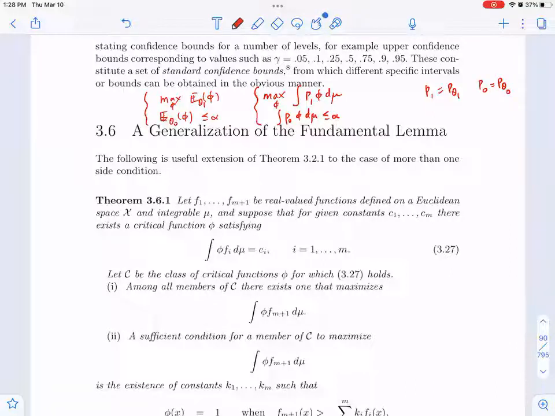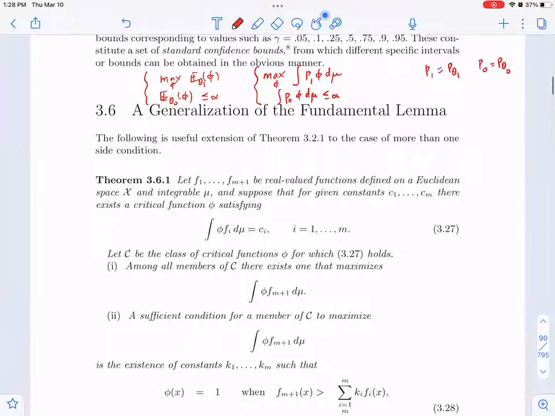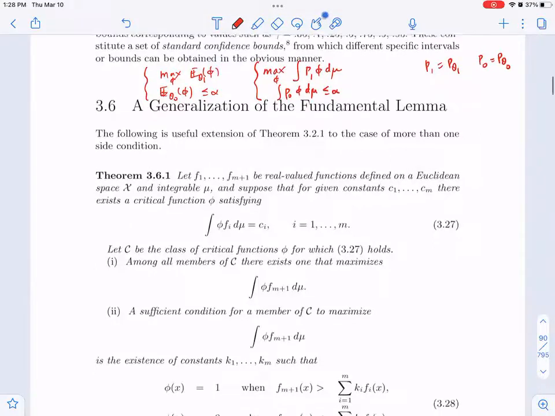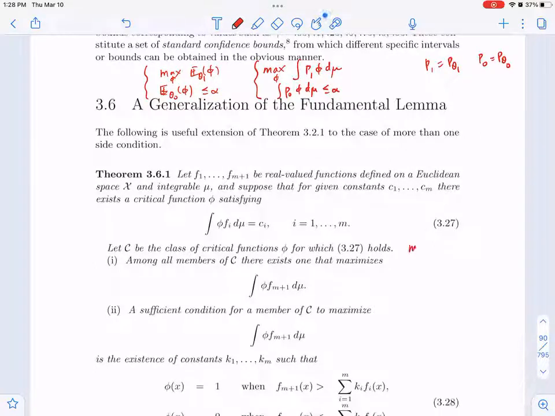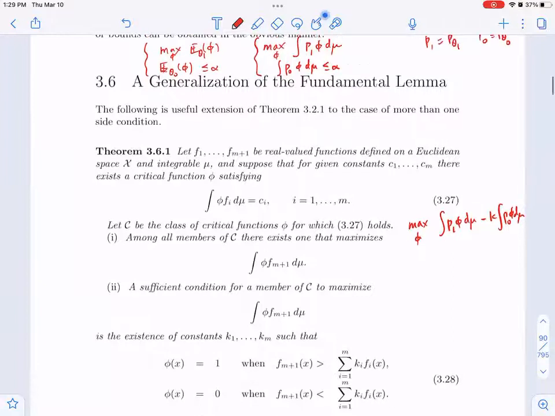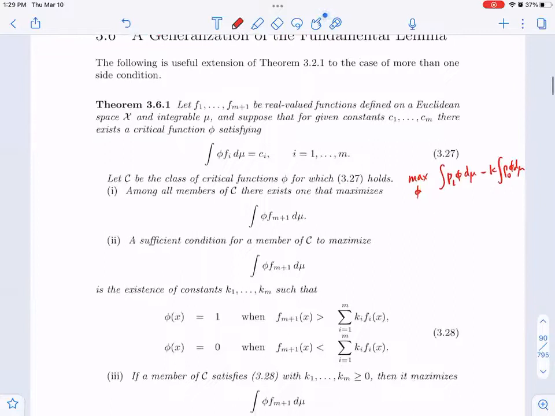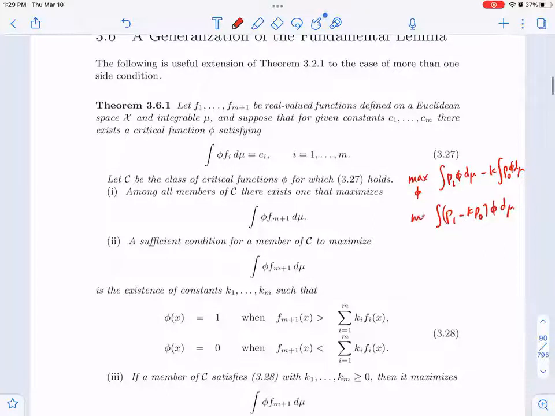What this is doing is that we can extend the argument. The way we did this is we say that there exists a k, by introducing a Lagrange multiplier, such that we maximize over phi the integral of P1 phi d mu minus k times the integral of P naught phi d mu. The maximizer of that would be a maximizer of the original problem for some k, and a maximizer of this is just the maximizer over phi of the integral of (P1 minus k P naught) phi d mu.